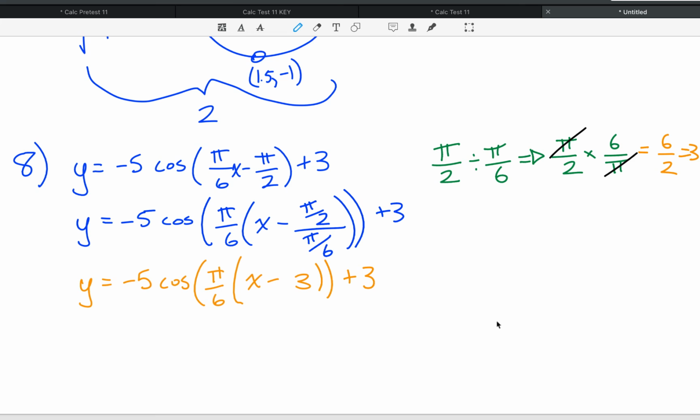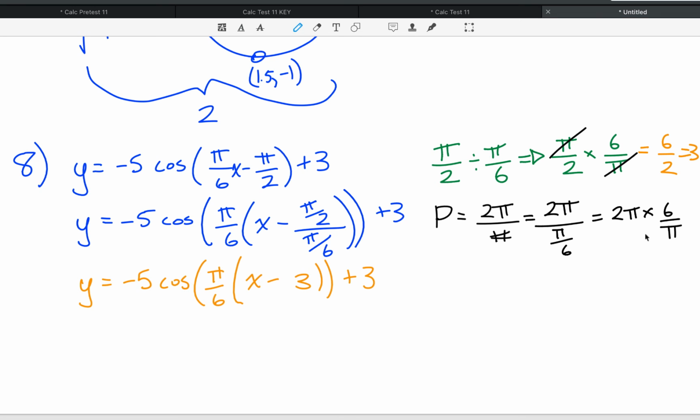Do I have enough room to squeeze in everything right here? I think so, because the only thing that's going to be kind of hard to find now is the period. How does this pi over 6 affect the period? And as I've said twice already in this video, the period here is equal to 2 pi divided by whatever that number is, and that number is pi over 6. So this is going to be equal to 2 pi divided by pi over 6. I'm going to keep it, change it, flip it right now so I don't run out of room. This is going to be equal to 2 pi times 6 over pi.